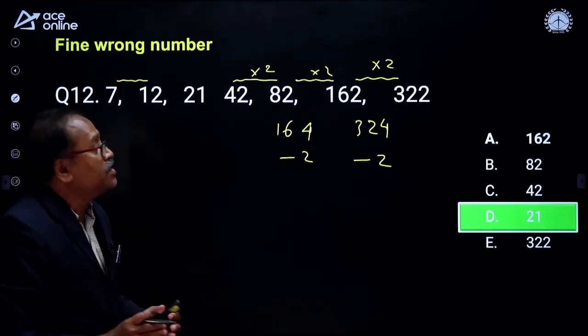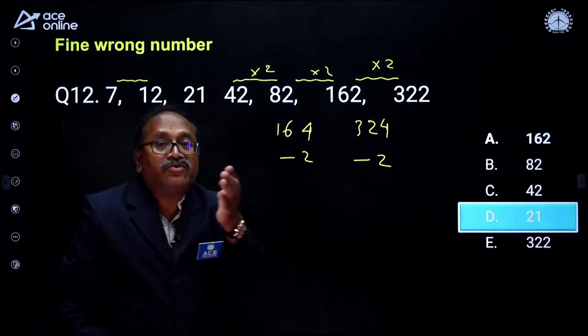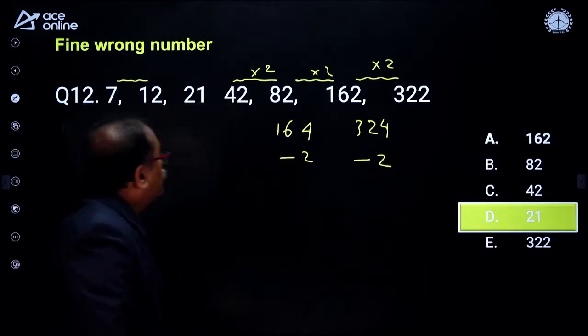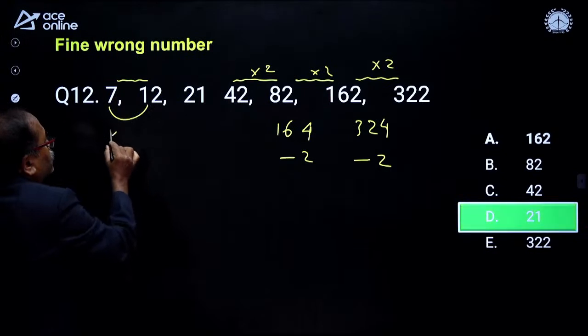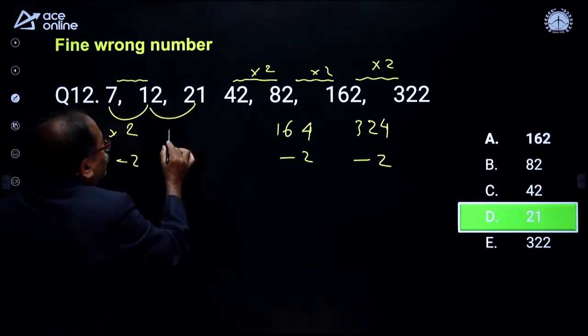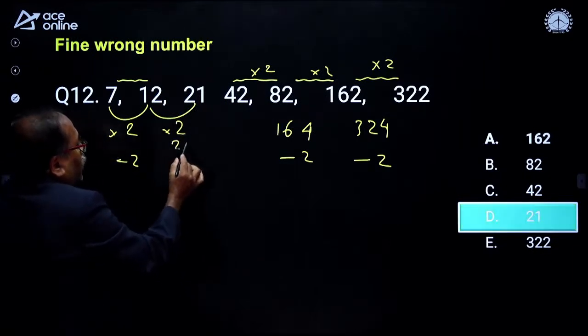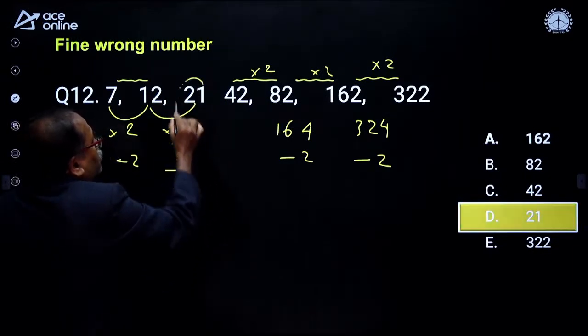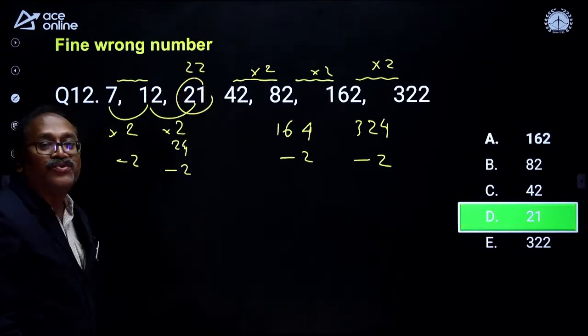So we got the relation that everywhere it is into 2 minus 2. So from here to here, it is also into 2, 14 minus 2. Here it should be into 2, 24, and 24 minus 2, I should get this as 22.